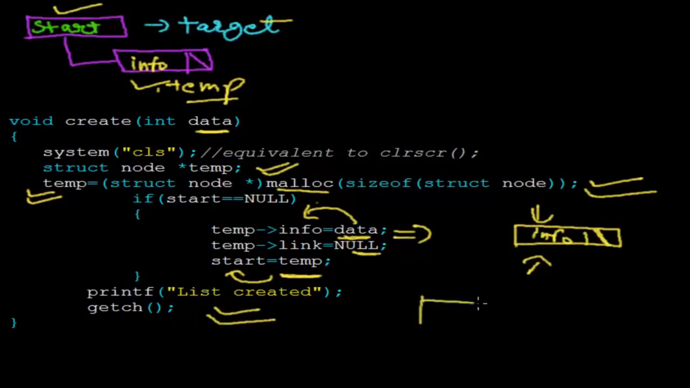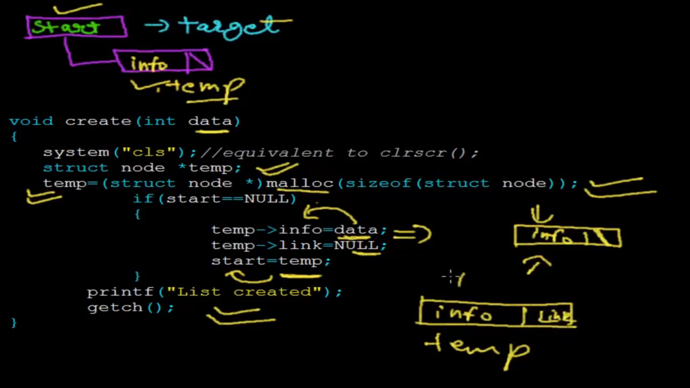So we have this temp node where we have this info part, the link part. We will copy data into this info part, and the link will be null, and the address of this will be copied to start. Simple enough.